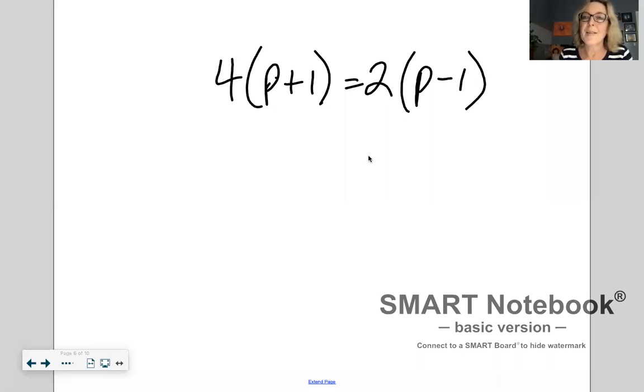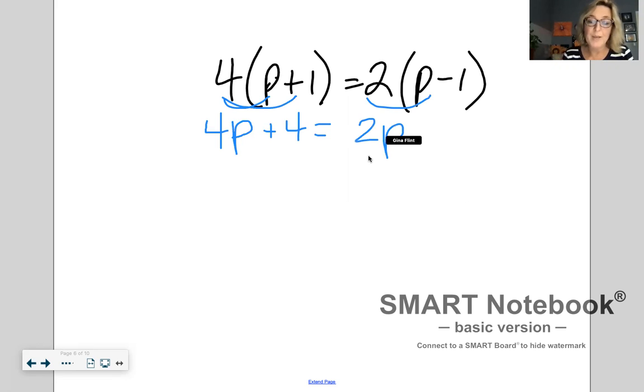Okay, so here's an example. If you read this out loud, you would say 4 times the quantity of p plus 1 is equal to 2 times the quantity of p minus 1. Now remember, in order to isolate the variable, we want to undo addition and subtraction and then multiplication and division. But in this case, where there's the distributive property, we need to take care of that distributive property first before we can start undoing. So we would multiply 4 times p to get 4p, and 4 times 1 is 4. And then on the right-hand side, 2 times p is 2p, 2 times negative 1 is negative 2.